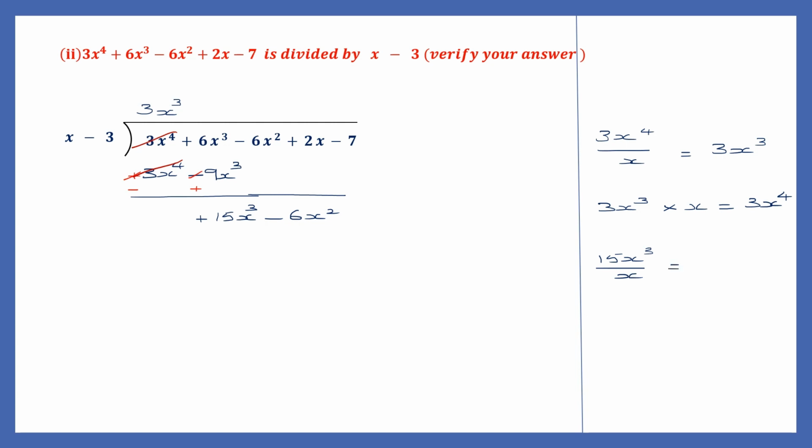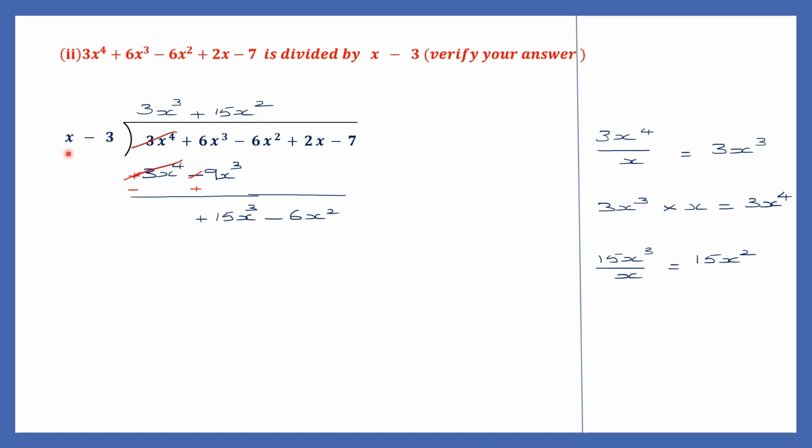So what do we get? 15. X to the power of 3 minus 1 is x to the power of 2. So that is 15x square. So let's write that down. Plus 15x square. Now again, we're going to multiply every term of the divisor into the quotient that we just got, 15x square. Let's try and do it here itself.